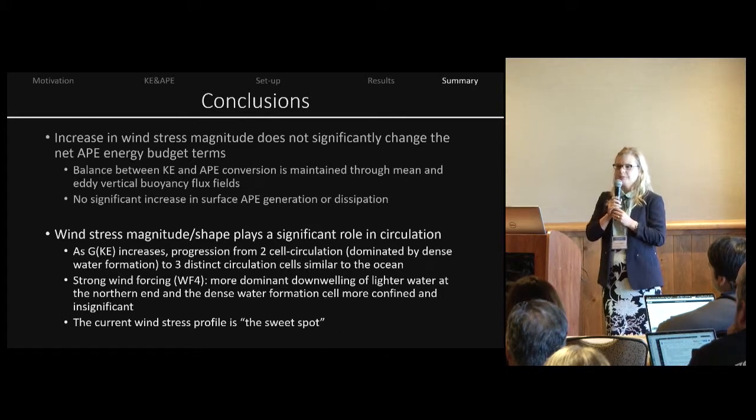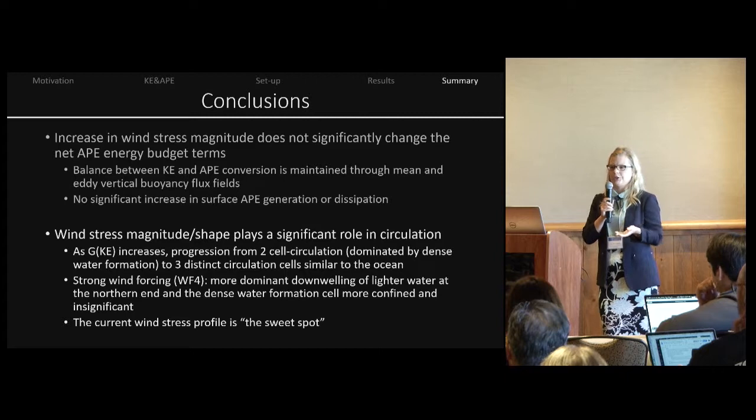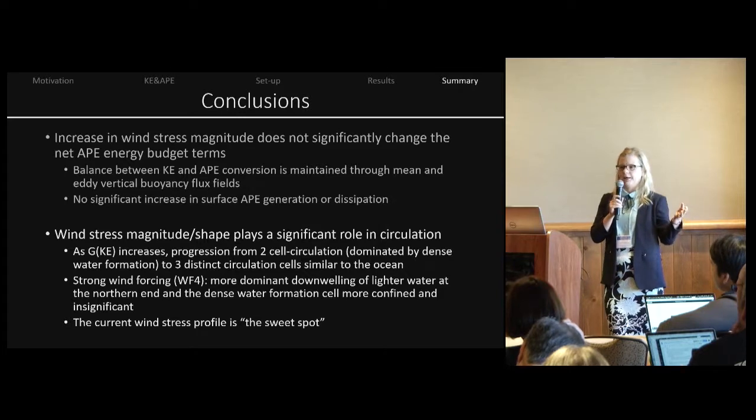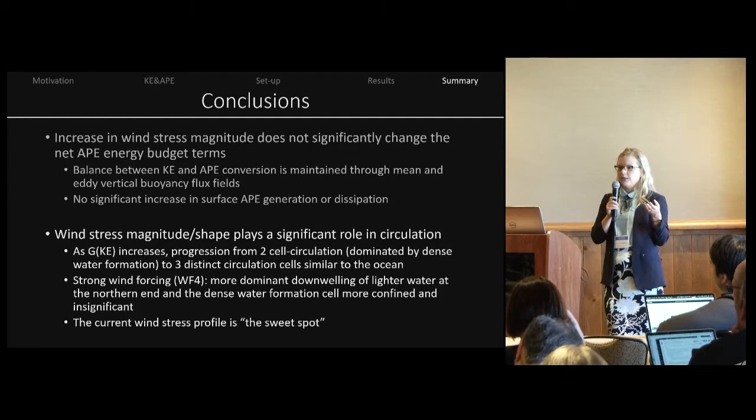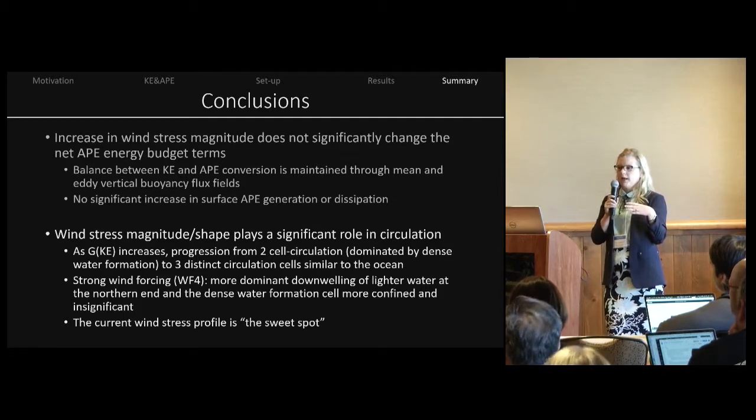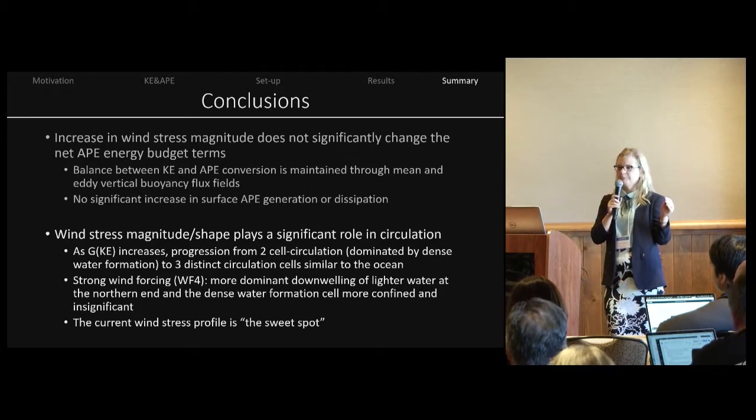As the kinetic energy generation increases, you see a progression from two cells that are dominated by dense water formation at the southern end to three distinct cells that are similar to what we see in the ocean. However, when the wind forcing is too strong, for example for that WF4 case, you see more dominant downwelling of lighter water at the northern end, and the dense water cell becomes more confined and insignificant.